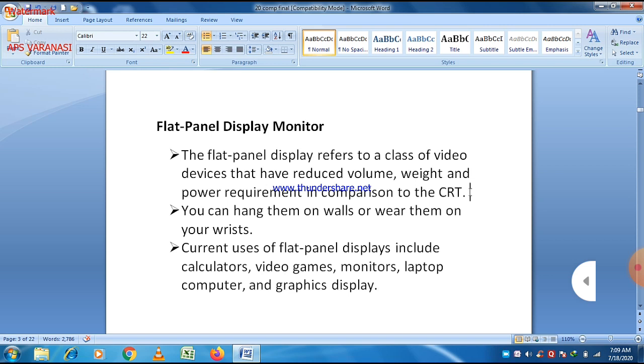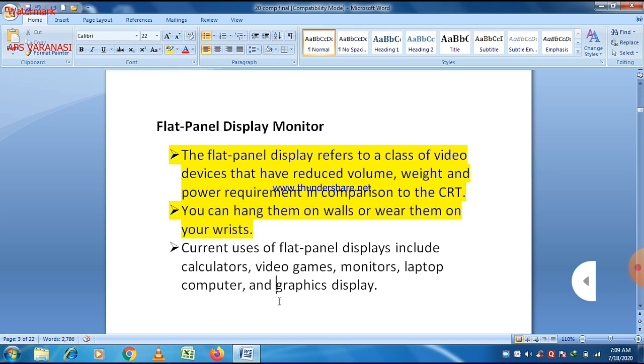The flat panel display refers to a class of video devices that have reduced volume, weight, and power requirement in comparison to a CRT. So there are three main features when we compare it to the CRT. Volume is reduced, weight is also reduced, and power consumption is less as compared to the CRT. That's why they are so popular nowadays. And you can hang them on a wall or wear them on your wrist also.